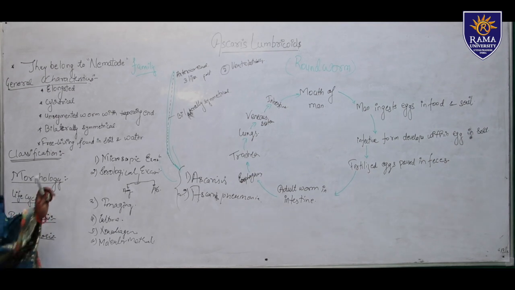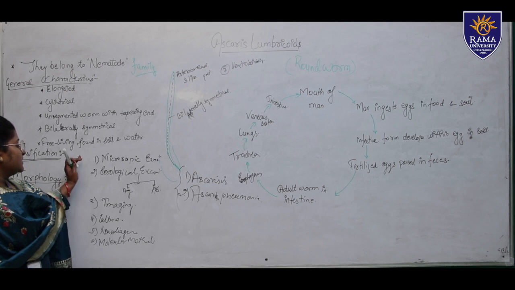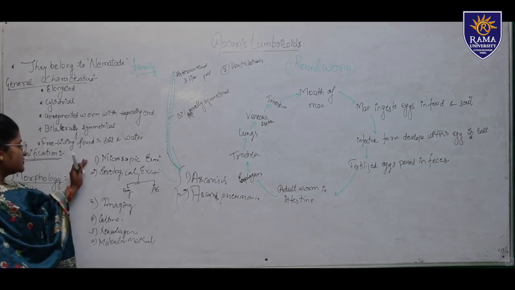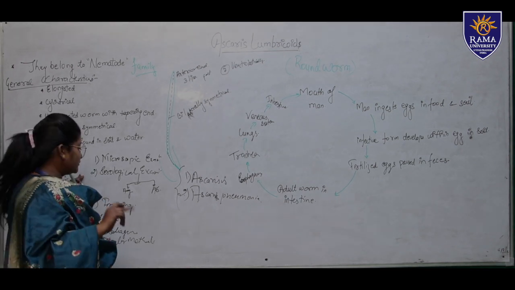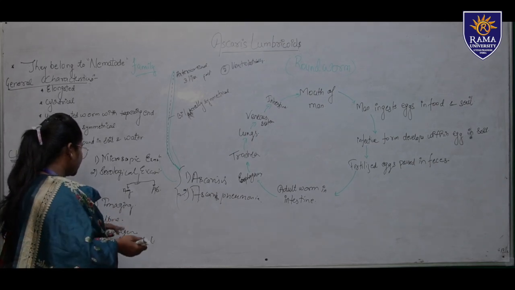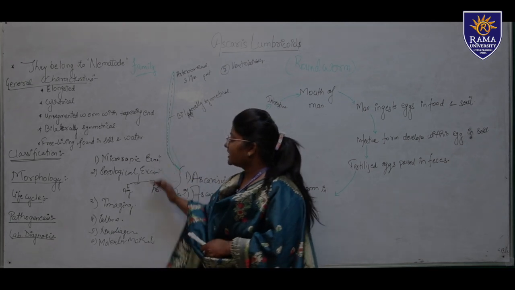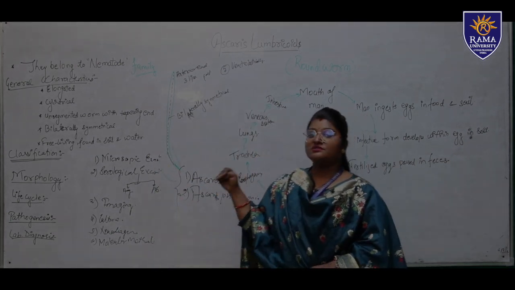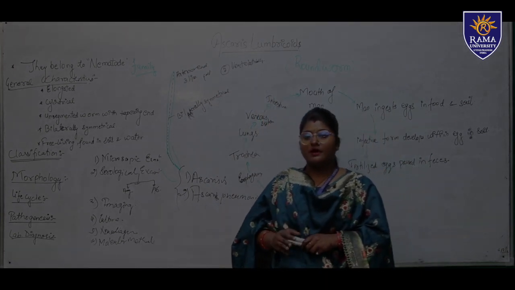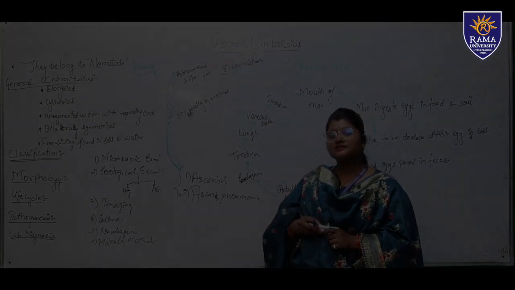Before ending with lab diagnosis, these points must be remembered: microscopic examination, serological examination, which has two parts, antigen and antibody, and then imaging, culture, xenodiagnosis and molecular methods. So these are the points under which the lab diagnosis of Ascaris lumbricoides is covered. So this was all, in short, about Ascaris lumbricoides. This is also called roundworm.